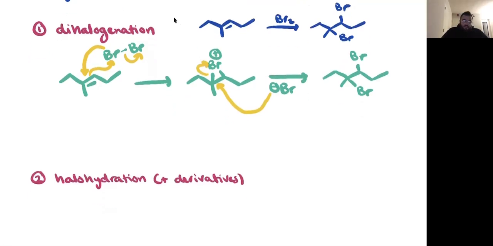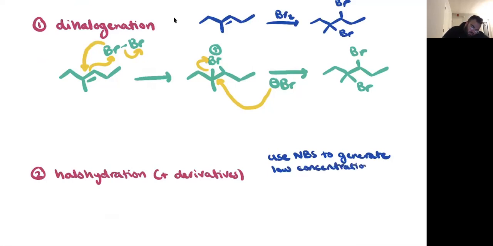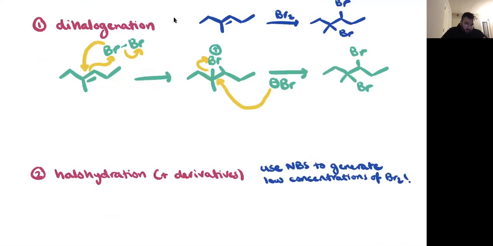But something that you can actually do is you can do the same exact reaction, but not using bromide as your second step. So we can use a compound called NBS. And we're going to use that to generate low concentrations of Br2. Okay, don't need to know the mechanism how, just know that that undergoes a specific reaction to generate Br2. And I'll show you why you might want a low concentration of Br2.